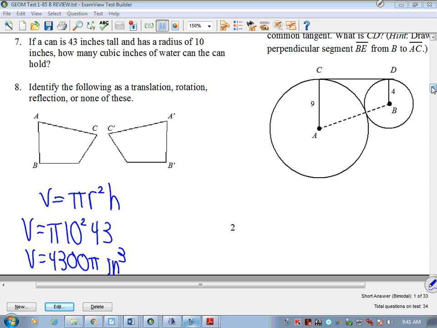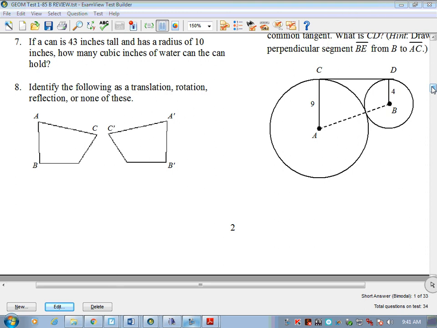What do you get? They kept it in terms of pi. Was it 4,300 pi? Okay, so they kept it that way. I wish they would say that in there. If they don't say on the test, I'll accept either answer. Okay? So 4,300 pi inches cubed. Inches cubed is important because we're talking about volume.